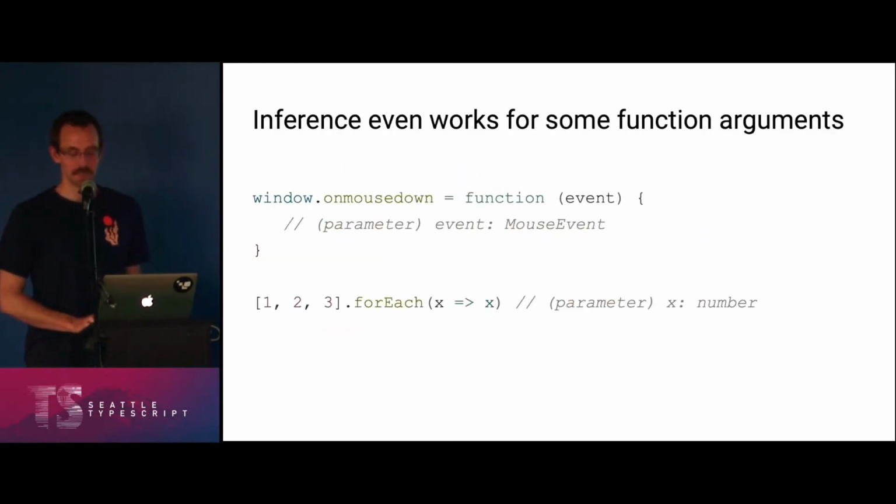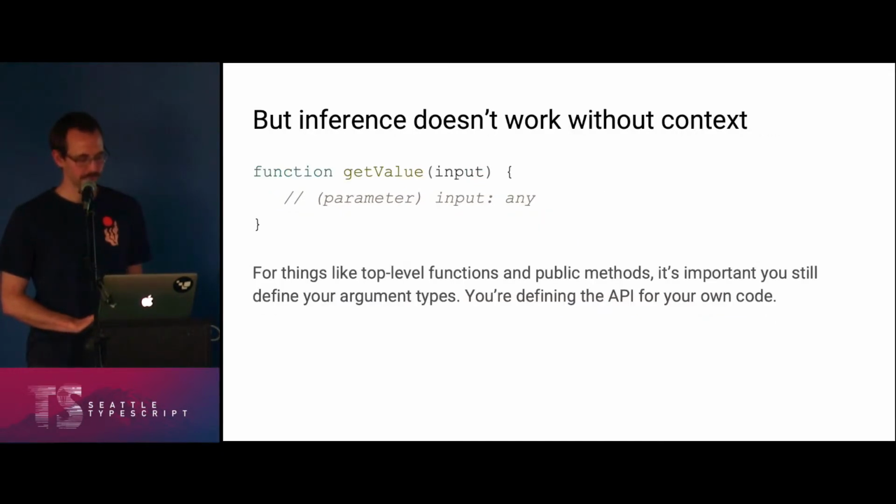Inference even works for some function arguments. TypeScript uses the context of the function, if it can. So here, I'm assigning a random function to the window.onMouseDown event. And TypeScript correctly infers that event is this mouse event object. Or if I have an array of numbers and I do a forEach, the x is read as a number. TypeScript knows that x is a number.